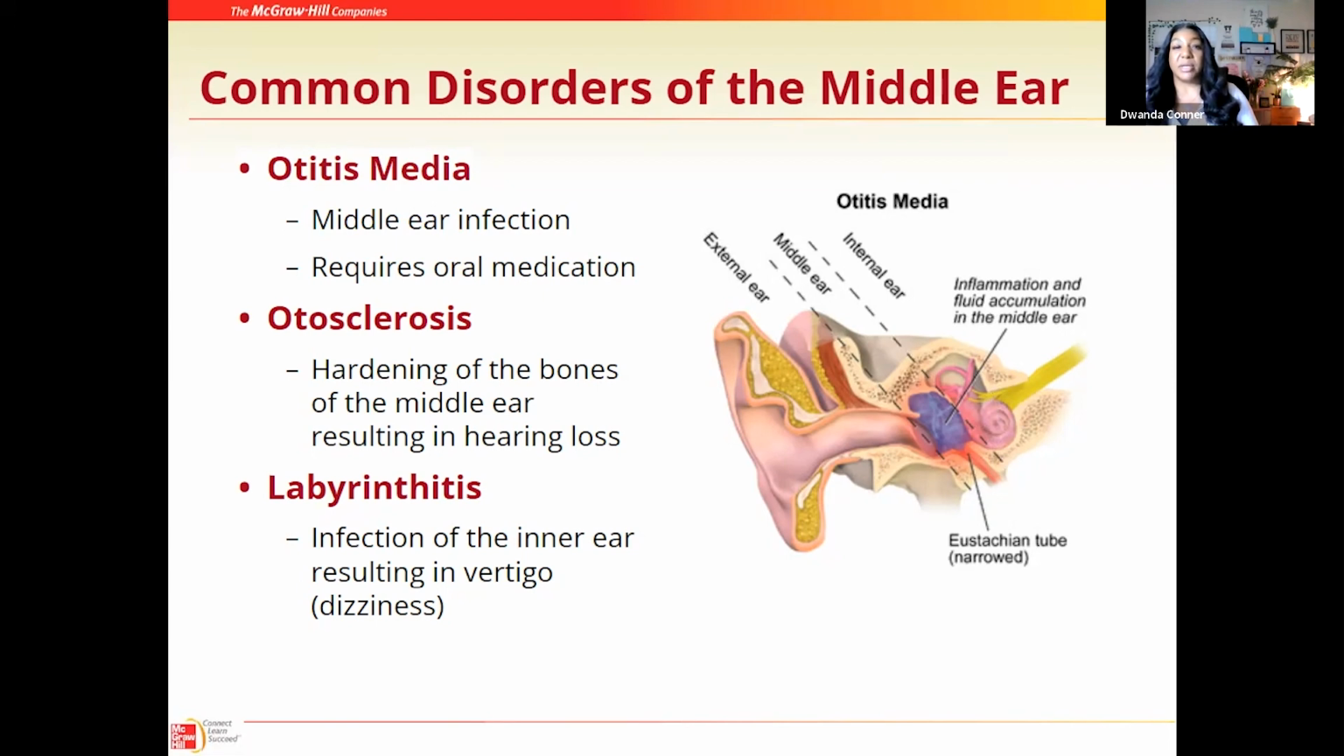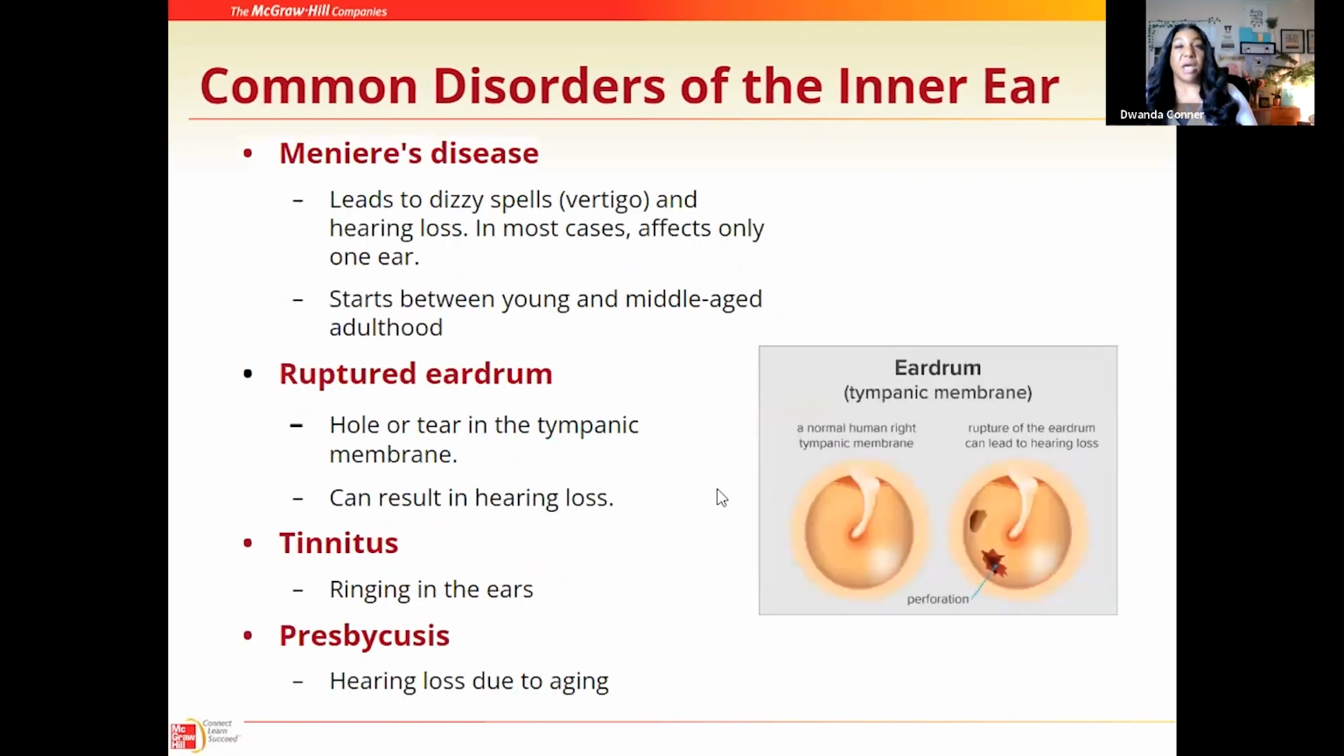Now, the last one there is labyrinthitis, and labyrinthitis is associated with vertigo, which is dizziness. This is an infection of the inner ear. And again, internal ear, middle ear, external ear, all have the ability to receive infection or have infection, I should say. Moving on to common disorders of the inner ear, we have Meniere's disease.